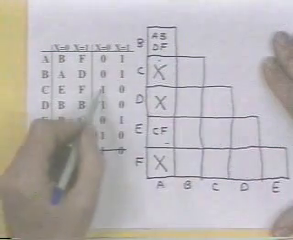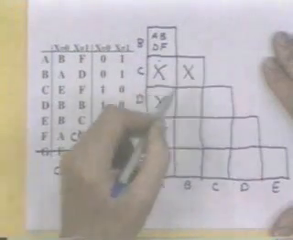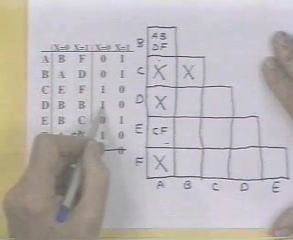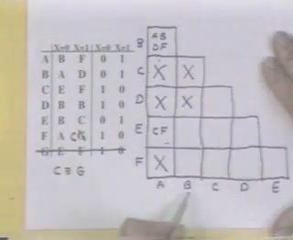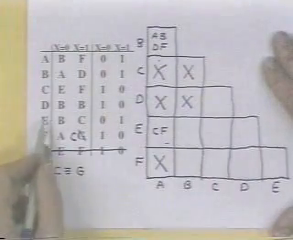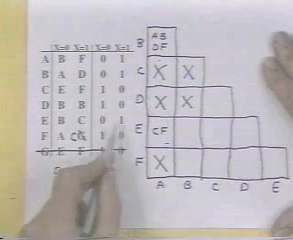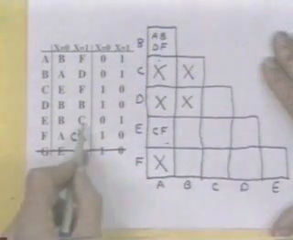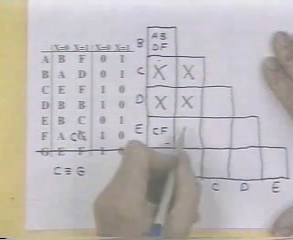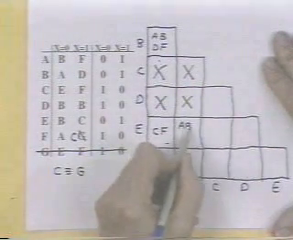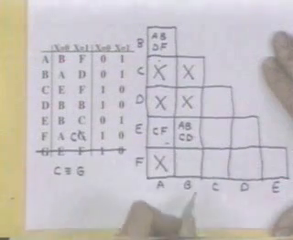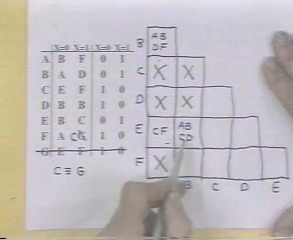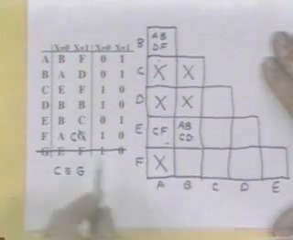B and C have different outputs, not equivalent. B and D have different outputs, not equivalent. B and E have the same outputs, and for x equals 0, the next states are AB, and for x equals 1, the next states are CD. So I'll write AB here and CD. So B is equivalent to E if and only if A is equivalent to B and C is equivalent to D. What about B and F?